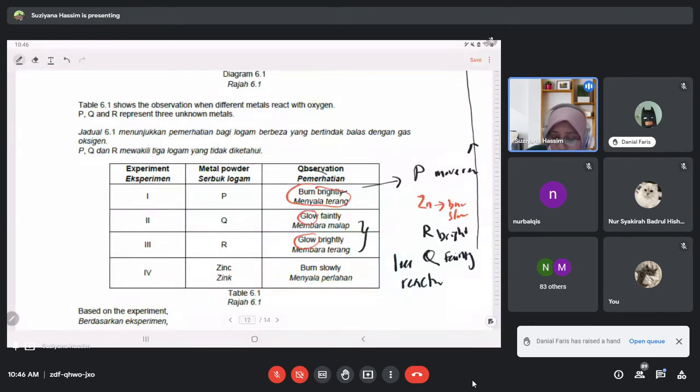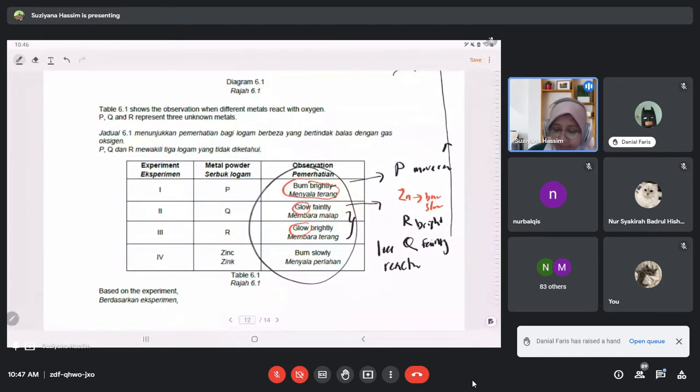You must know the position of these. If you don't know, how can you arrange them? If you don't know the concept that when going up the reactivity of metals is higher, and you don't know the position of the flame, how can you answer this question? The question will ask you for increasing order or decreasing order. That's why. Is that clear?